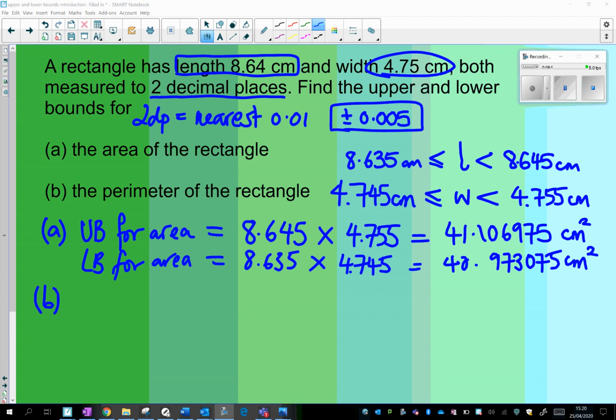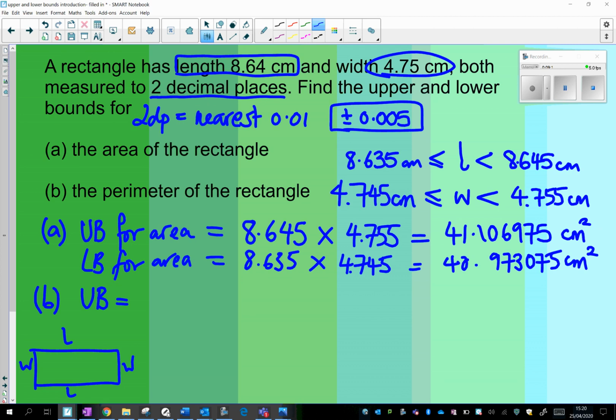Okay, now we need to think about how to find the perimeter of a rectangle. Well, if we think about a rectangle, I'll just draw a little rectangle down here. You have got the length and the length and the width and the width. To find the perimeter, you do 2 lots of the length plus 2 lots of the width. Now again, because we are multiplying and adding, we just need to use the largest values to find the maximum.